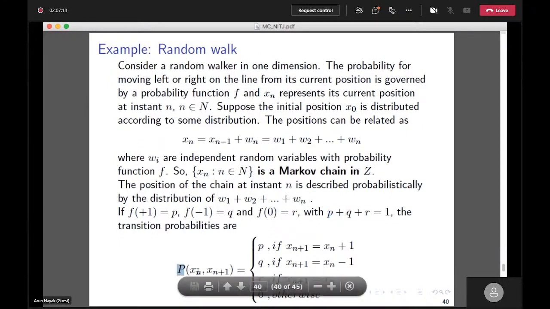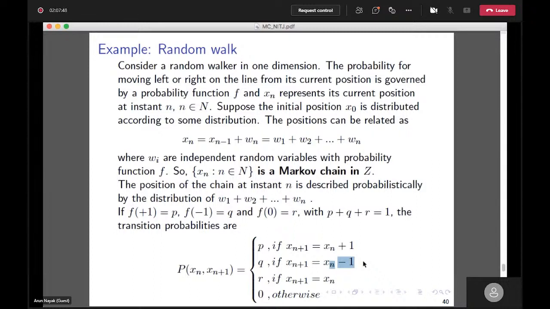So the transition probability from Xn to Xn plus 1 will be p if Xn plus 1 is Xn plus 1, that is going right, or q if it is Xn minus 1, that means going left, or r if it remains at the same point. So for each step you can only say what the probability is of going left, right, or remaining at this point. So it will depend only on that state. It will not depend on any other previous state, or where it started from.